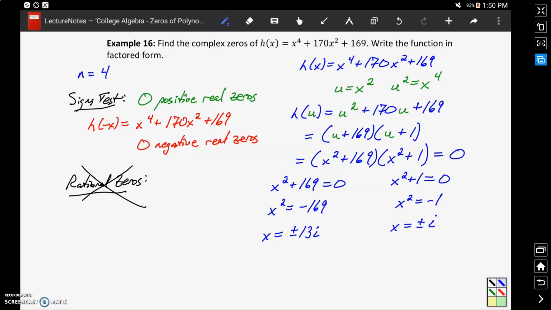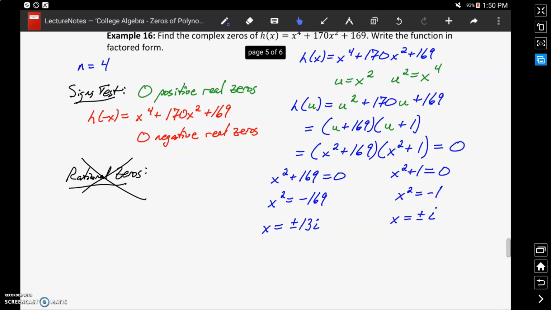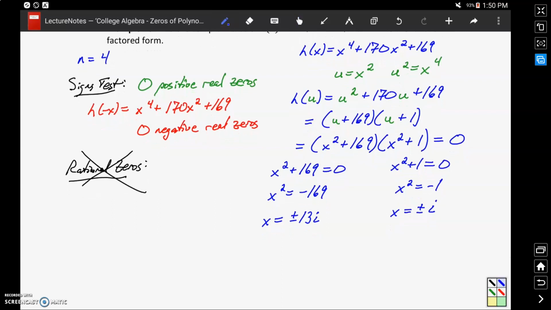This means we have 4 complex zeros and no real zeros, which matches up with our expectations from the beginning of this problem. And we can write h of x in a fully factored form as x minus 13i times x plus 13i times x minus i times x plus i.